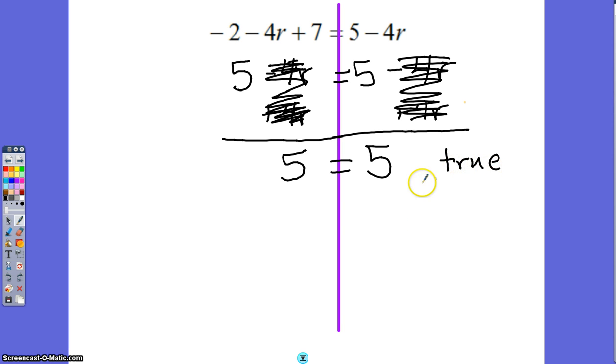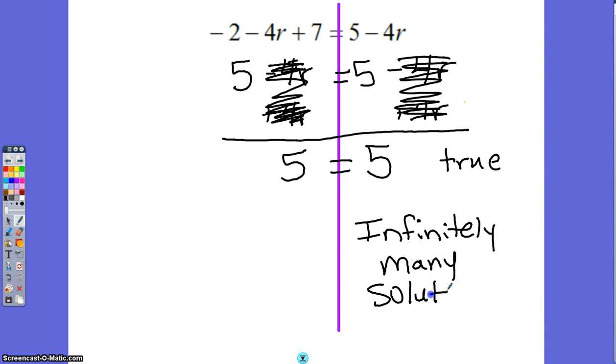Since 5 equals 5, that's a true statement, we call that solution being infinitely many solutions. You could shorten that answer up by doing the infinity sign. So infinitely many solutions means that I could put any number I want to in the r spot and do all the math on the left side and do all the math on the right side, and they're going to come out equal. I could put a fraction in there, a negative number, a decimal, anything that I can think of. Any number, there's infinitely many of them that I could put in here.